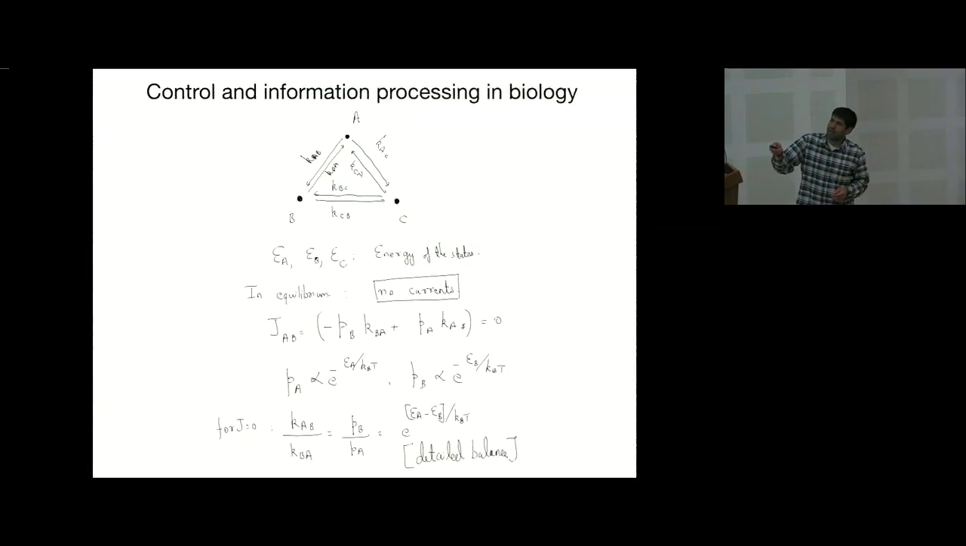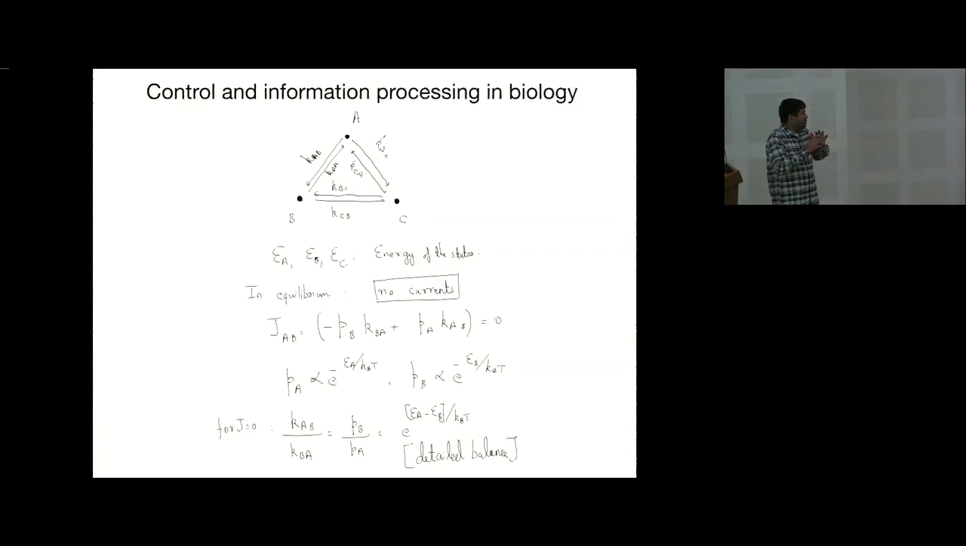So if I want to look at the number of particles flowing from A to B, what do I do? I look at the probability that I'm in state A, and multiply that by the rate to go from A to B. I have to subtract from this number the reverse flux, which is the probability that I'm in B and I jump from B to A. So this is JAB, the current that flows along the link from A to B.